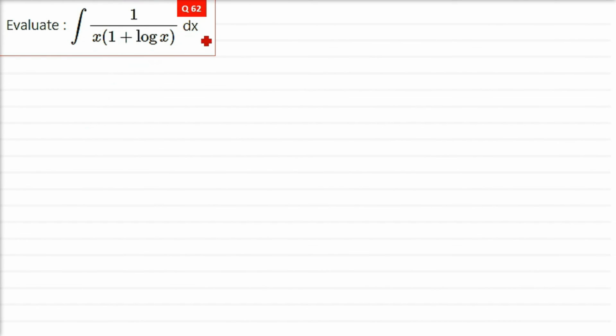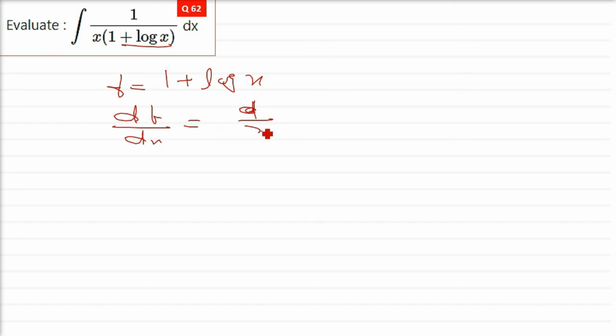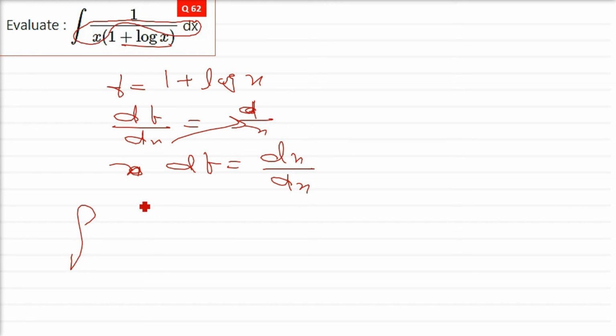Now this question is quite evidently solved previously. 1 plus log x will give you 1 by x. You already know that. So just take t equals 1 plus log x. Differentiate it, dt by dx will give you 1 by x, that is, dx can be brought to the right. So dt gives you dx by x. Now dx by x is already in the question. It's not dx by x dx, sorry for that. It's just dx by x. So dx by x can be written as just dt.